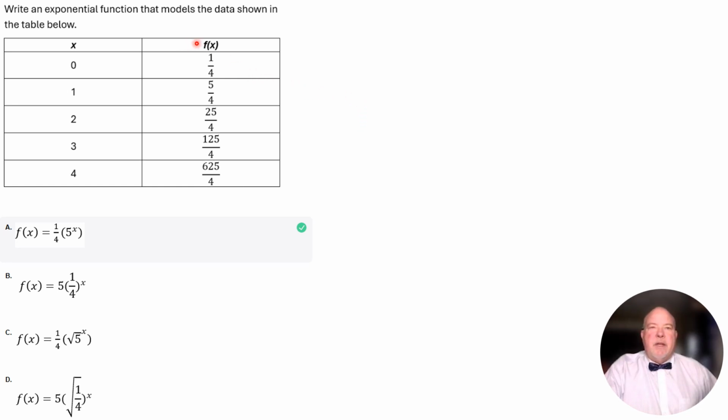All right, so we're given a table of values here, and we're asked to write an exponential function that models the data in the table. So first off, let's look at what the standard form of an exponential function is. So y equals a times b to the x power.